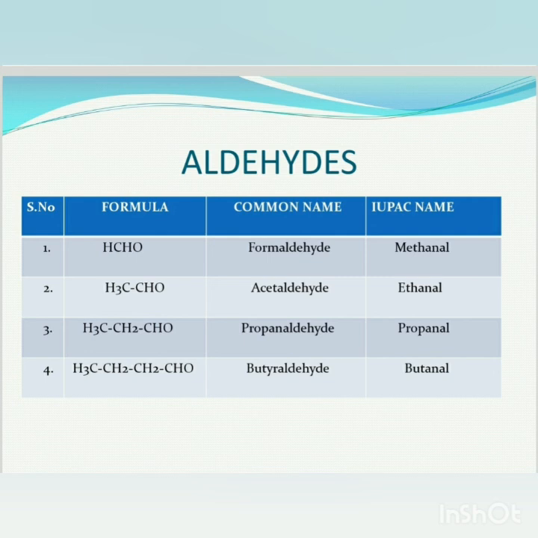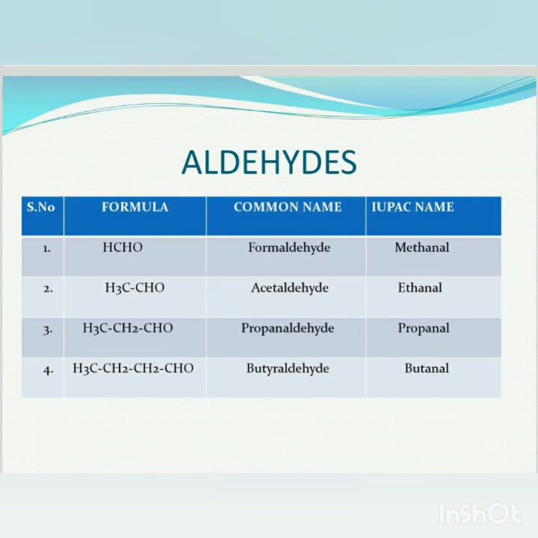So for example, the formula is CH2O or HC double bond O H. In this we have only one carbon. The word root of this one is meth, and it is like an alkane. That's why the primary suffix is ane and secondary suffix is al. So meth plus ane plus al, methanal.